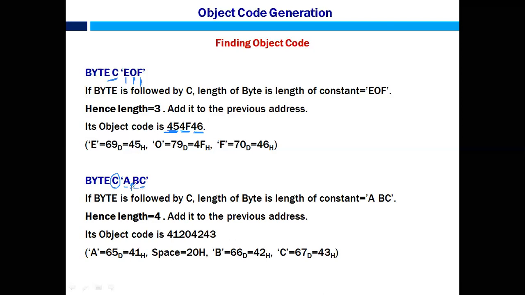And what is its object code? A equivalent, you write as 41. Then the space bar will be 20H. Then B will be 42 and then C will be 43. So this is the object code we have for BYTE C. Of course, we will see all these in detail in the examples later.